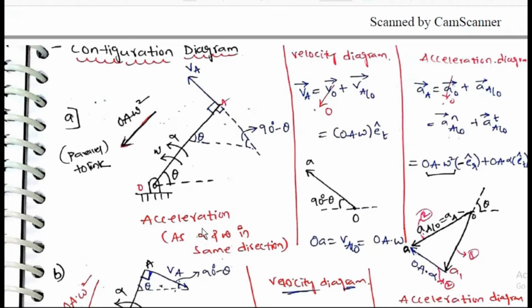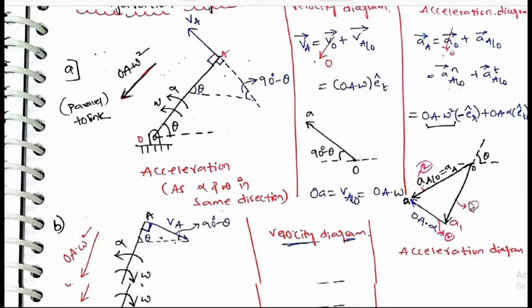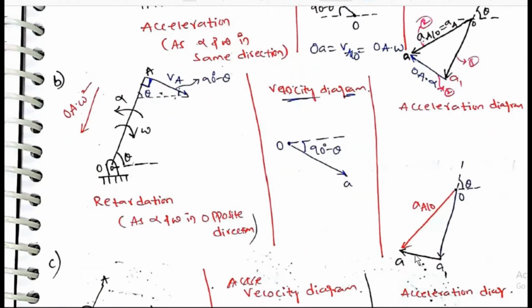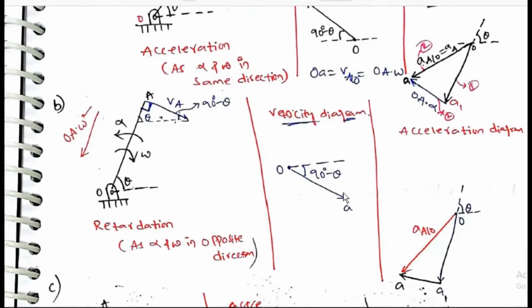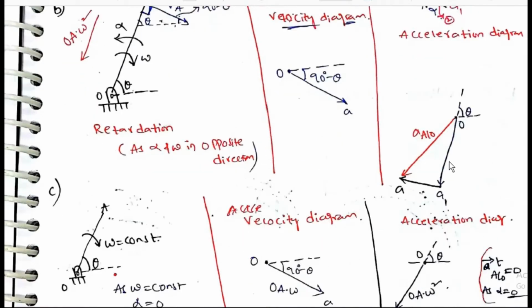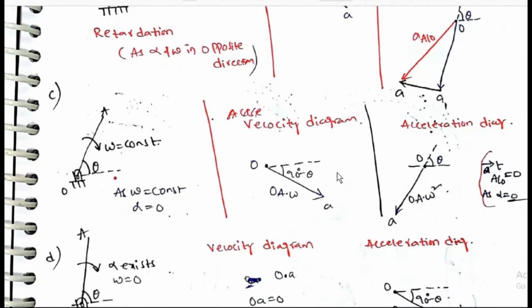Here, for acceleration, alpha and omega are in the same direction, so OA alpha is in this direction. In retardation, alpha and omega are in opposite directions, which means omega is in this direction. OA omega square is like this, then AA by O will be like this.